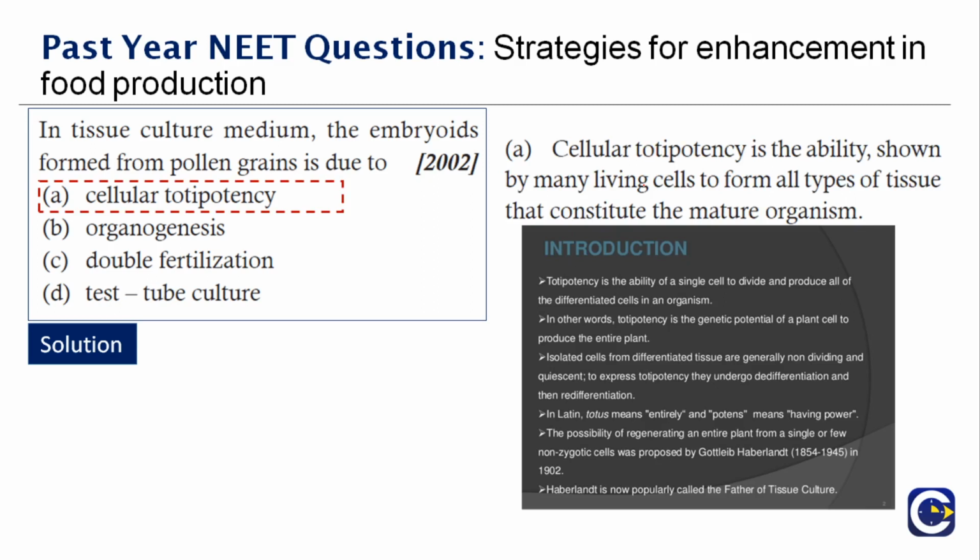In Latin, totis means entirely and potens means having power. The possibility of regenerating an entire plant from a single or few non-zygotic cells was proposed by Gottlieb Haberlandt in the year 1854, 1945, and 1902. Okay, isolated cells from different differentiated tissue are generally non-dividing and quiescent. To express totipotency, they undergo dedifferentiation and then redifferentiation. So now you understand what is totipotency. I've explained it in detail. The slide to your right side clearly explains that.